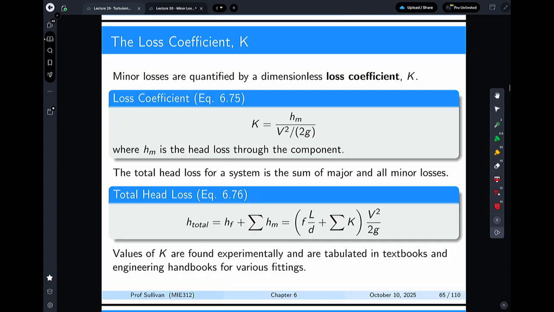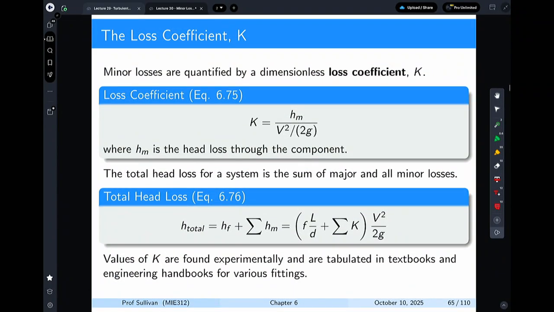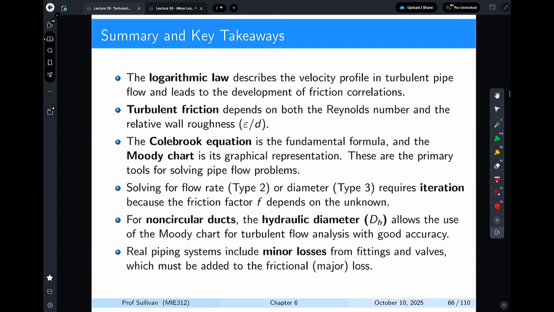Values of K are tabulated in textbooks and engineering handbooks for various fittings. What else do I want to say other than that? Not much. It's in the text, and if you use any type of design software nowadays, it's already in there and part of the calculation. I'm trying to remember what the piping network software is currently, but it's already done for you.